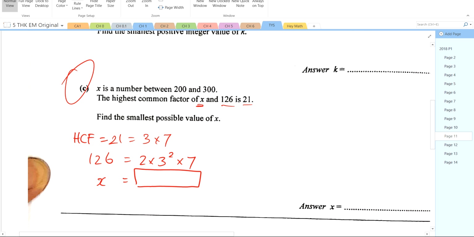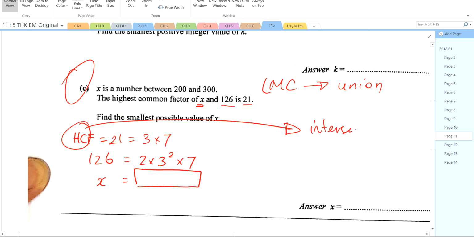Then we said that the HCF, is it the union or the intersection? HCF, union or intersection? Then we've also got the LCM, union or intersection? I will say, yeah, okay, union. So this one must be intersection. Okay, so I've got all the blanks over here for my X. When I take X and 126, when I take their intersection, I will arrive at 3 times 7. Okay, that's the intersection.